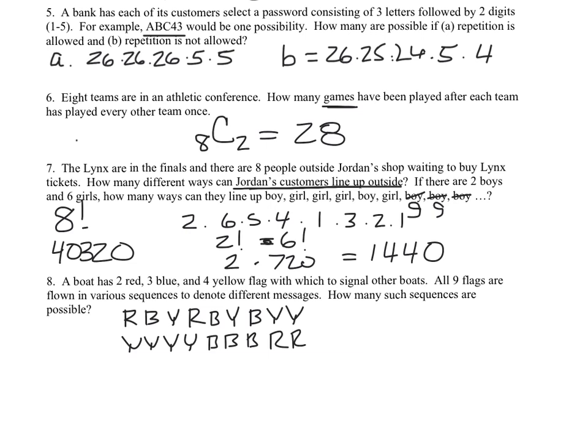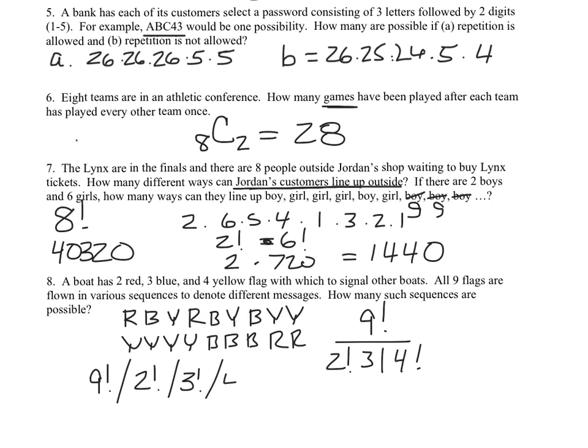It's the same as finding the permutations of the word Mississippi or Alabama, those that have repeats. So in this case, we've got 9 letters. We have 2 red, 3 blue, and 4 yellow. Make sure when you enter this in your calculator, you do 9 factorial, then you divide by 2 factorial, divide again by 3 factorial, and divide again by 4 factorial. So it would be 9 factorial divided by 2, divided by 6, divided by 24, which would be a total of 1,260.